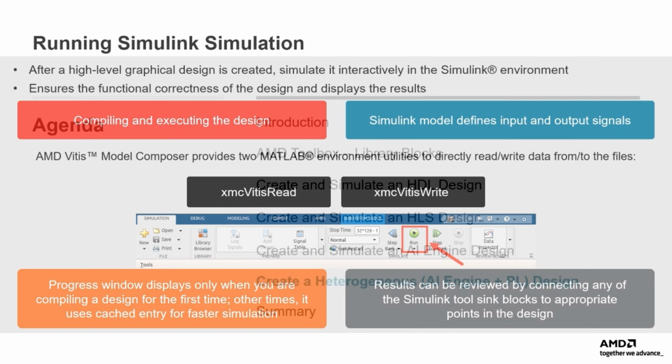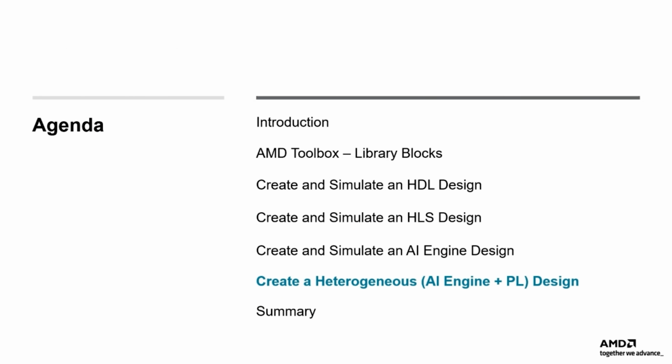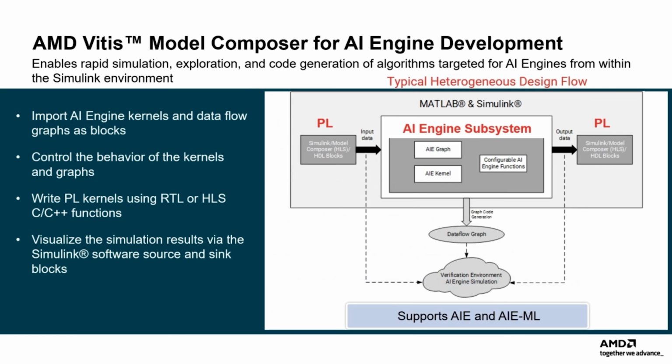Now let's look at creating a heterogeneous design, which includes AI Engine and PL components. Let's go over creating a heterogeneous design using AI Engine plus HDL and/or HLS blocks targeting both the AI Engine and programmable logic resources in AMD Versal devices. Here is a typical heterogeneous design flow.